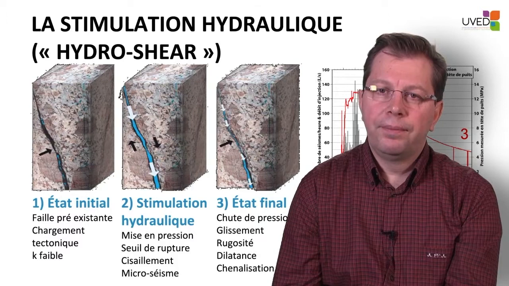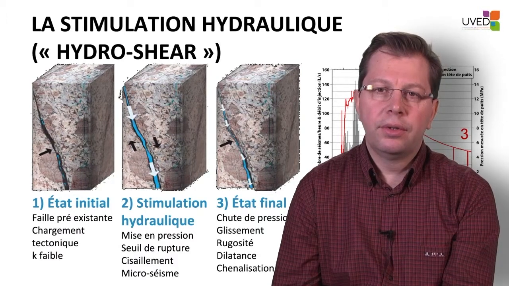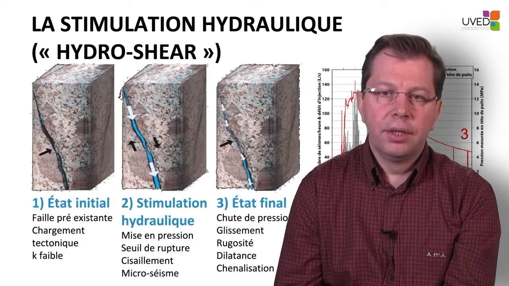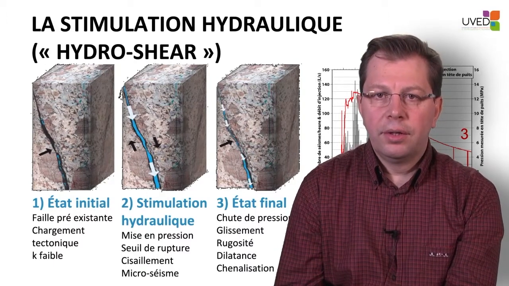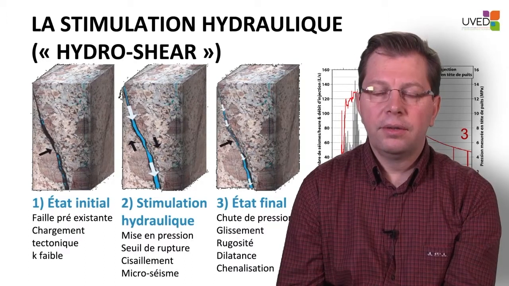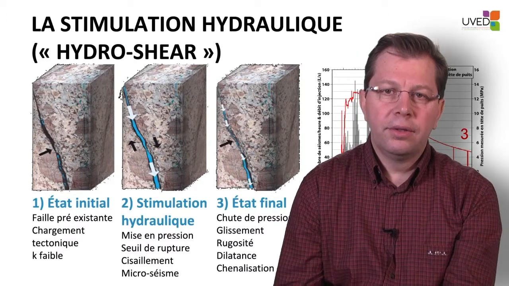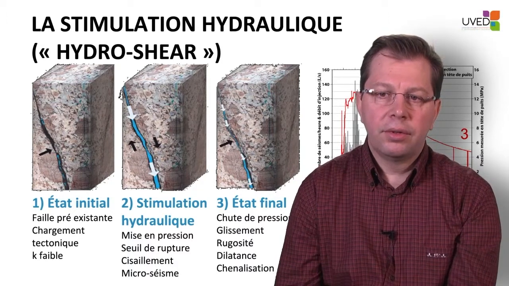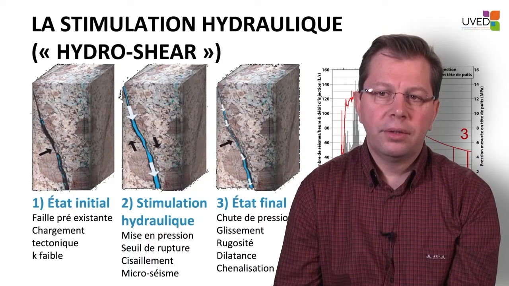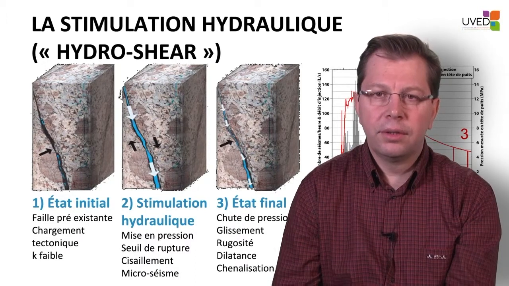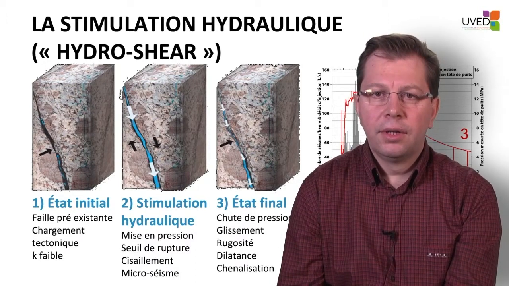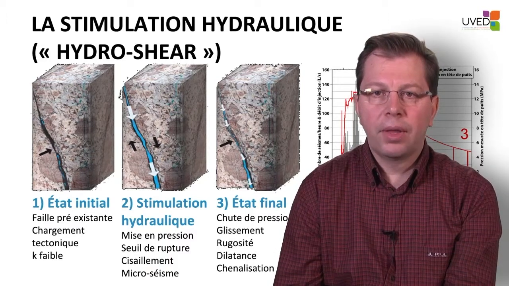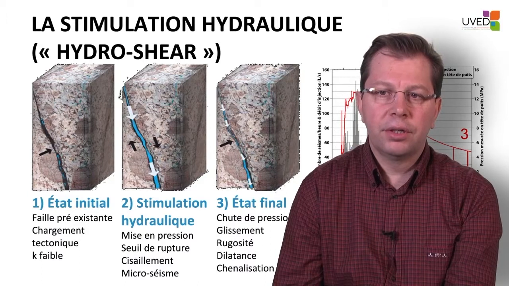Hydraulic stimulation is quite different from hydraulic fracturing, where fracture is caused by increasing water pressure. Here, an existing fracture is used. Pressure is applied in order to make the fracture bigger. So there are three main stages in this system. The initial status is an existing fracture. So we don't create a fracture. We actually use an existing fracture.